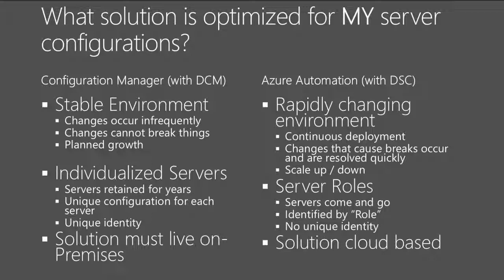Moving over to the Azure Automation with DSC, it's optimized for rapidly changing environments. Take the retail website that has to burst capacity around holiday seasons, for example, and then they spin them down. So the servers are rapidly changing. They're not named. They're cattle. They come and go. They play a very specific function, and they're not named.